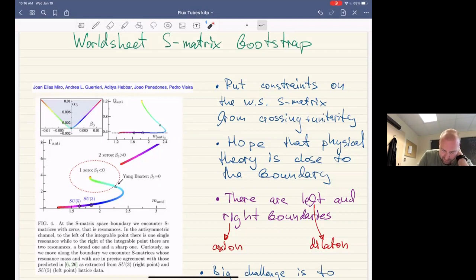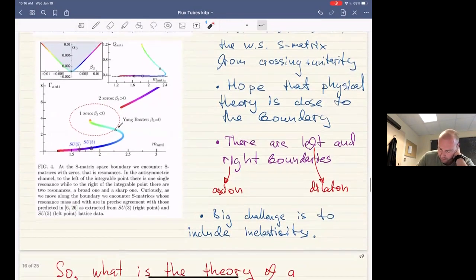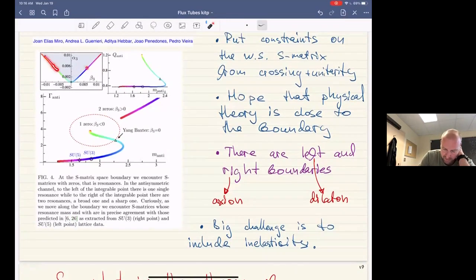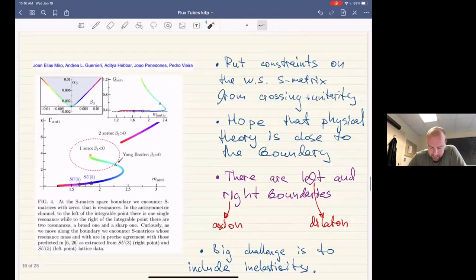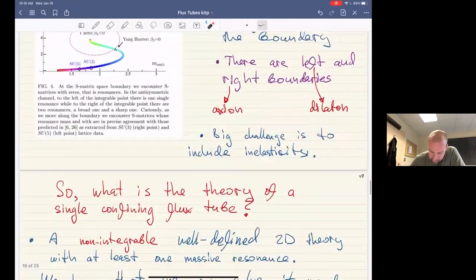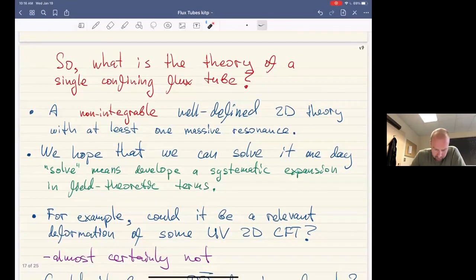What I wanted to point out is that there are two boundaries, this one and this one. On one of these boundaries, the S matrix has only one narrow pronounced resonance, which is the axion. On the other boundary there is a scalar resonance, which looks more like a dilaton. It's interesting that from this completely complementary approach, which doesn't use any lattice input, the S-matrix bootstrap gives a similar picture. So let me move to future directions.